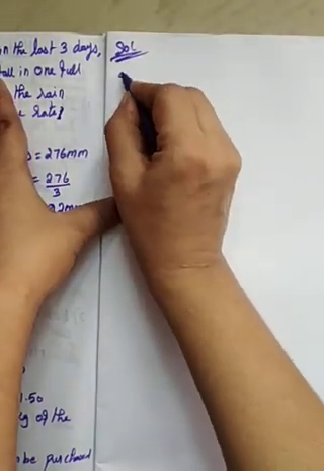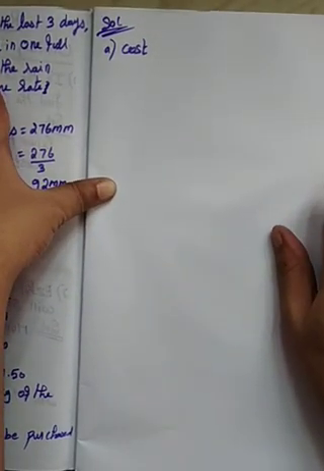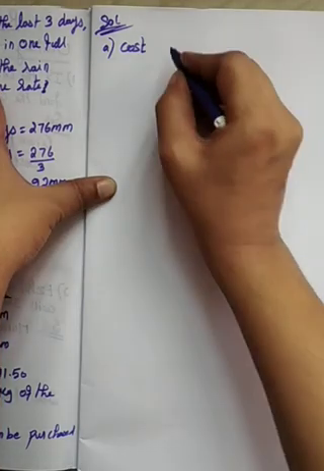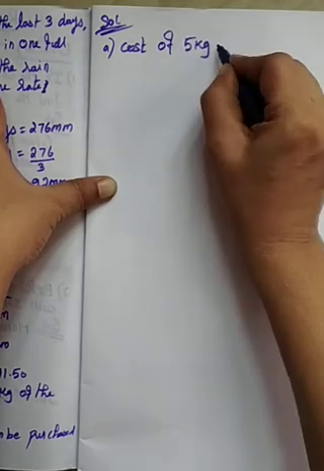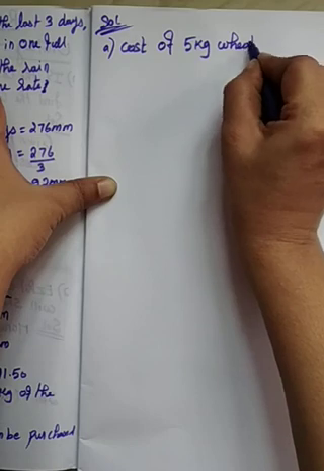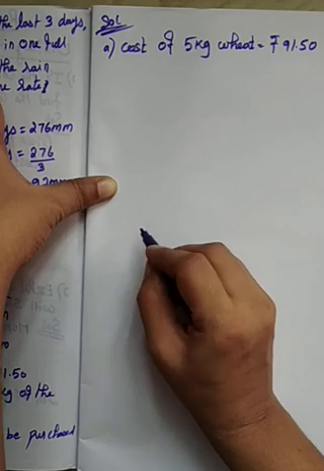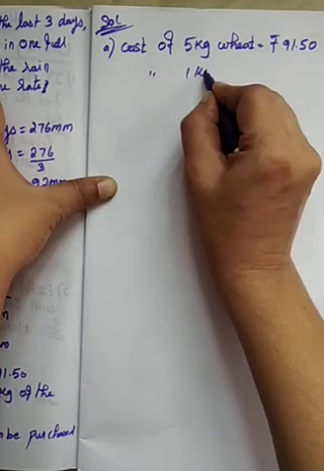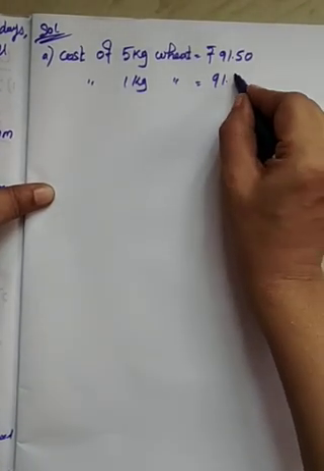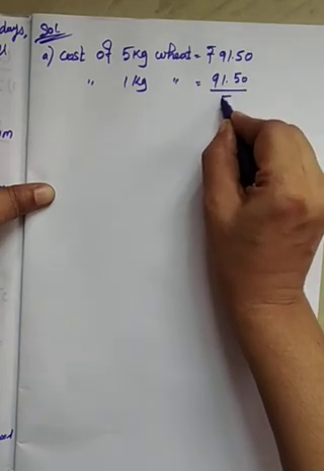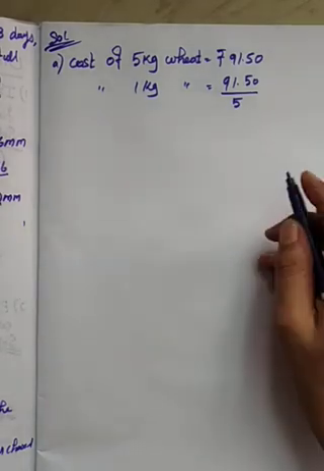See, first, as usual, the same procedure. Okay, see here you have to write the given condition. What is that? Cost of 5 kilogram wheat is equal to rupees 91.50. Next you have to find the cost of 1 kilogram wheat. How can you find? 91.50 divided by 5.